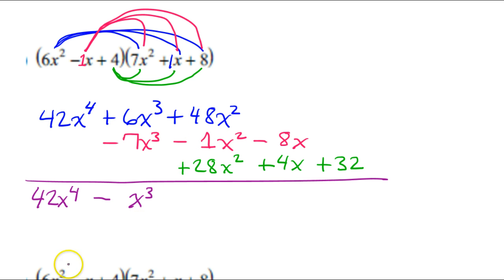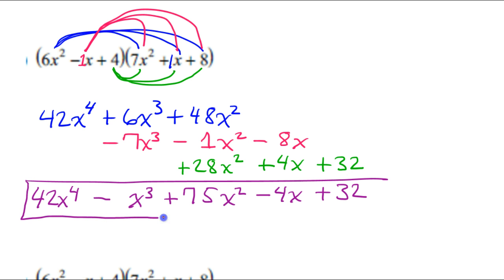Now I need to combine these. Alright, 48 plus negative 1 plus 28 is 75. So I'm going to have 75x squared. Negative 8 plus 4 is negative 4. So that'll be negative 4x. Then I'll just bring down my positive 32. So this should be the final answer.